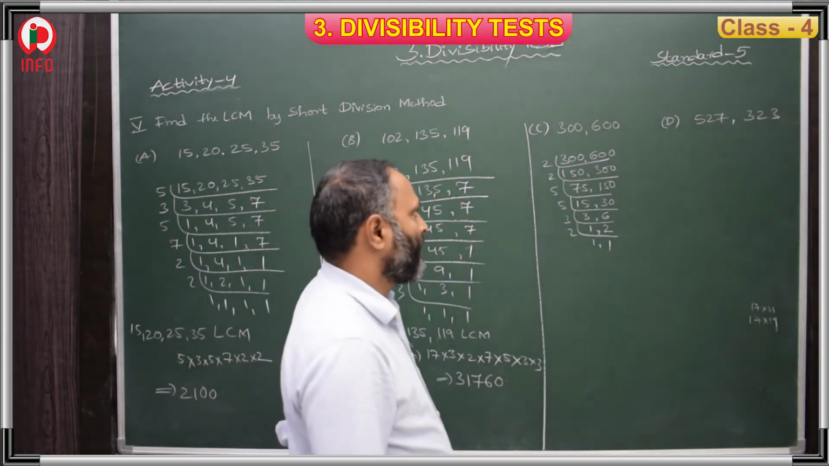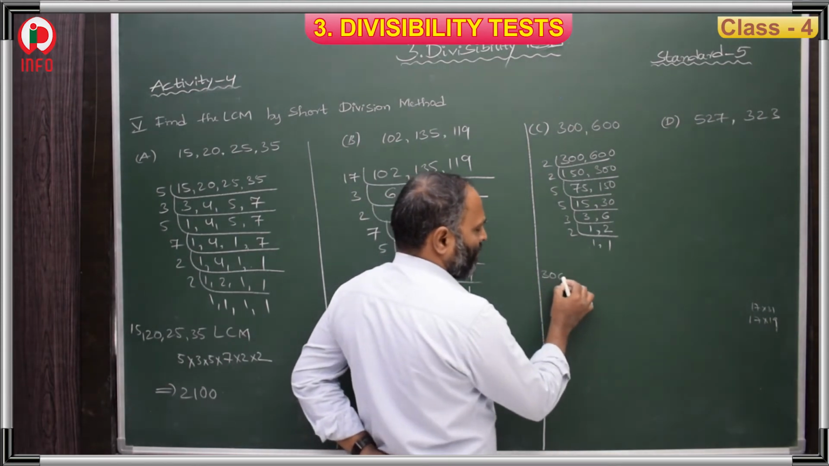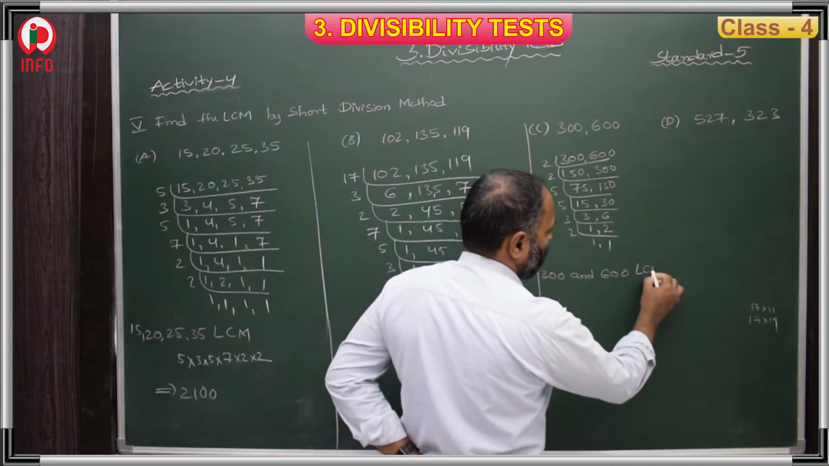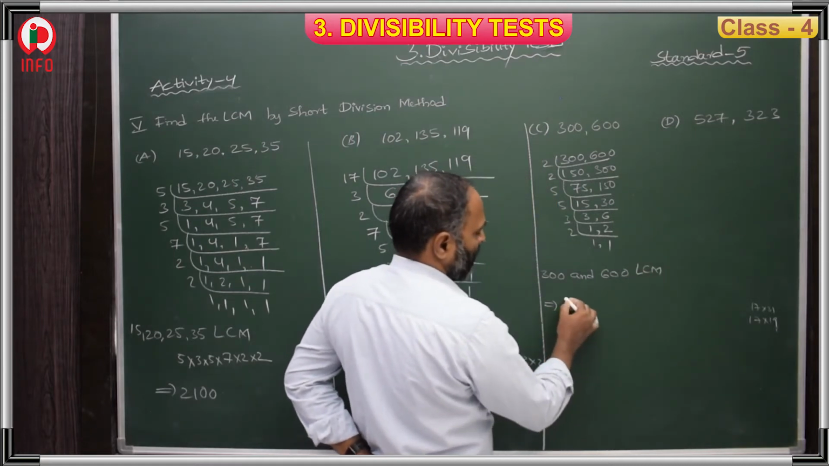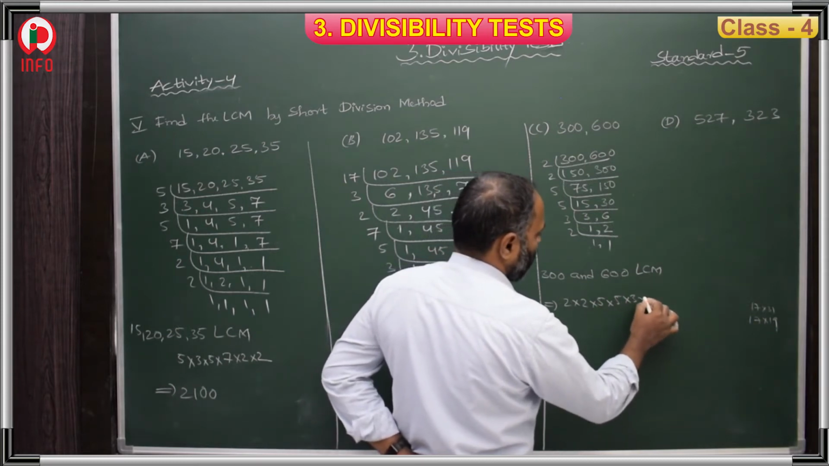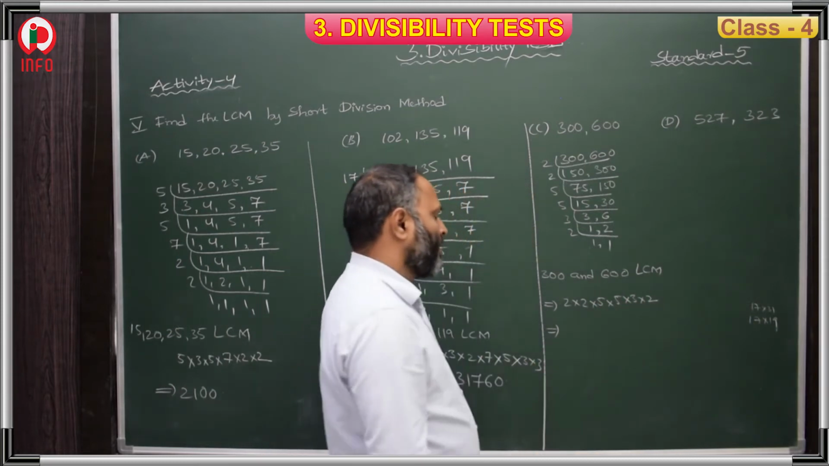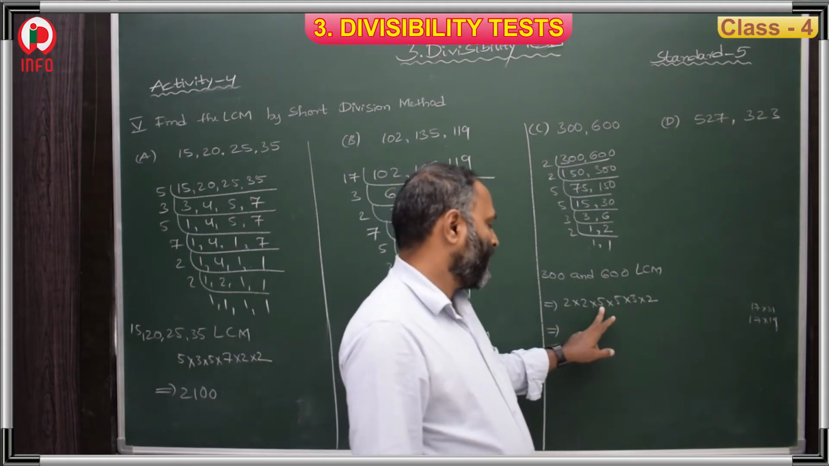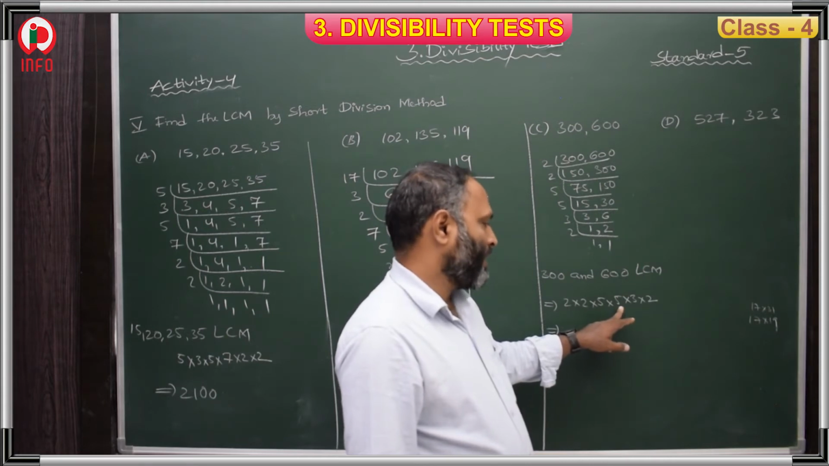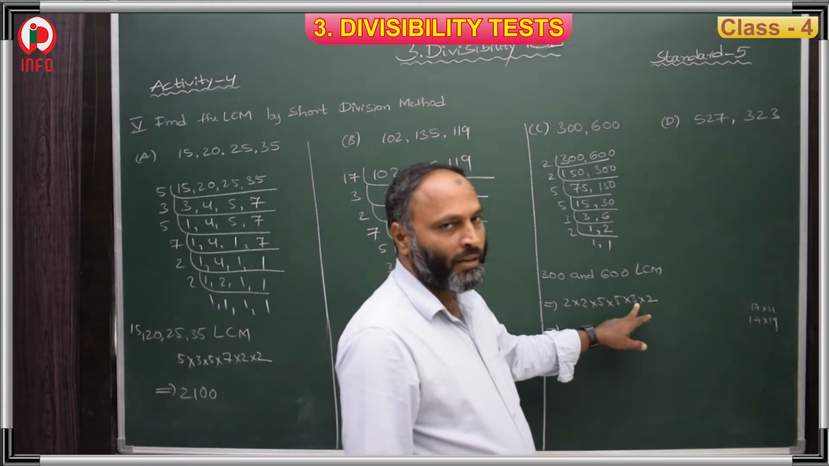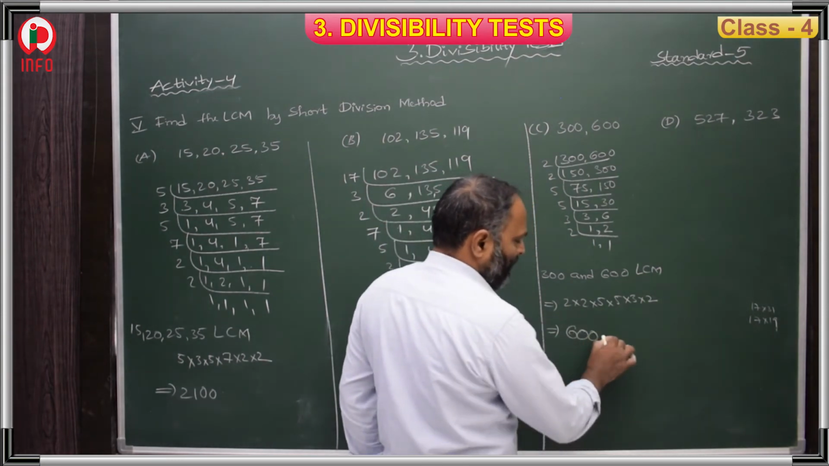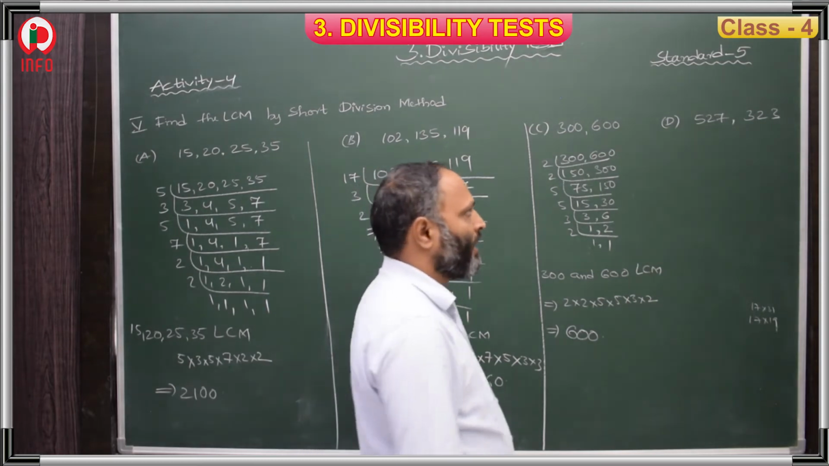Now this one is easy. Then 300 and 600, LCM is equal to 2 into 2 into 5 into 5 into 3 into 2. 2 twos are 4, 4 fives are 20. 20 into 5 is 100. 100 into 3 is 300. 300 into 2 is 600. 600 is the LCM.